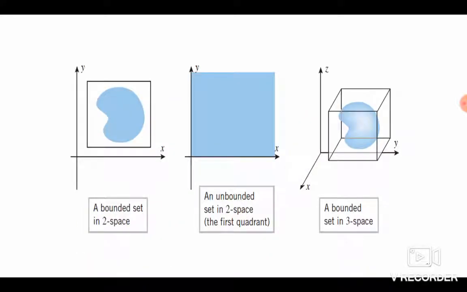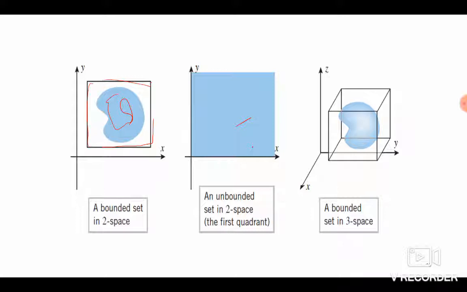So this is about boundedness. See, the first graph is a set of points in two space. This kind of set is called bounded if the entire set can be contained within some rectangle. If it is possible to contain this set in one rectangle, we can call it a bounded set. But here, this is not bounded because the entire first quadrant cannot be contained, so there is no rectangle that bounds this one. So this is an unbounded region.